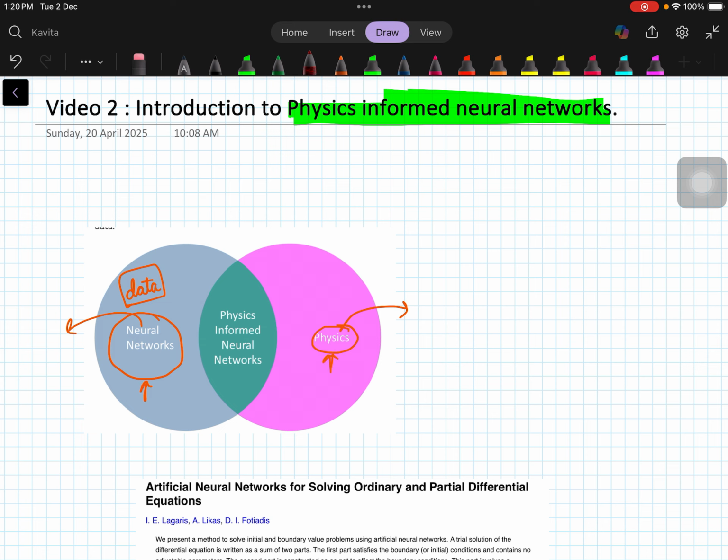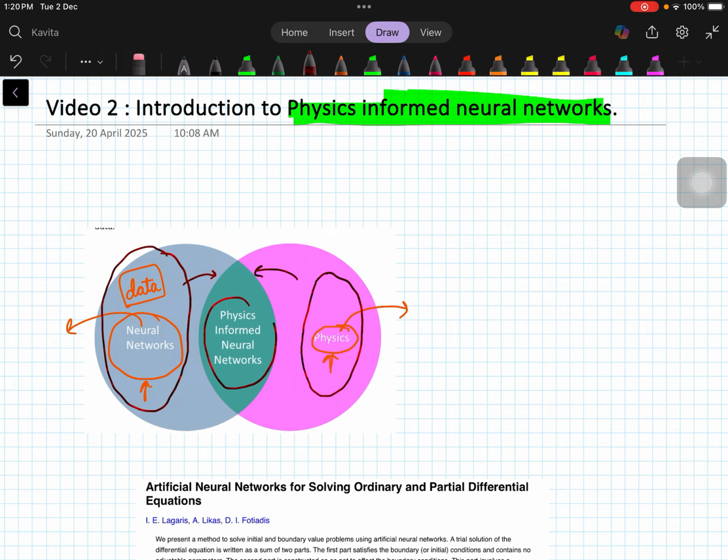In neural networks we just focus on the data set associated with the model, and in traditional physics we used to use just the laws, and we used to solve those differential equations. But now we want to take both of the worlds together, right? And that gives us physics informed neural networks.